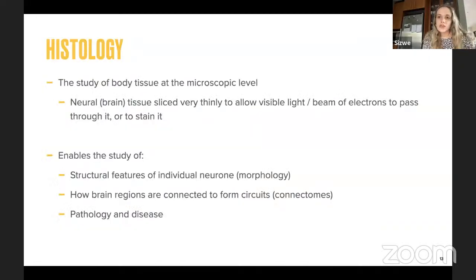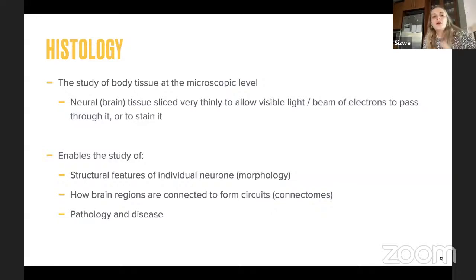So firstly, histology is the study of body tissue at the microscopic level. So mini things, like very, very small stuff. We're taking tissue and slicing it very, very thinly. So thinly that we can hold it up to light, the way we check money and stuff like that, and we can see through it enough that we can actually see what we need to see. We can also use proper machinery that shines a beam on it, and then we can see it even better. We can also stain that and see it better as well.